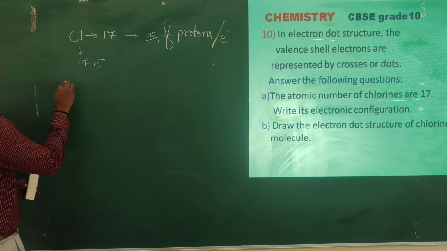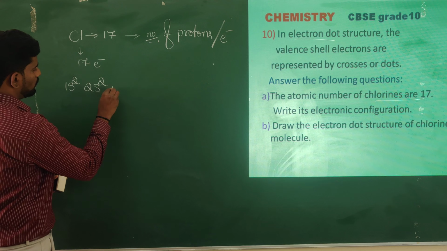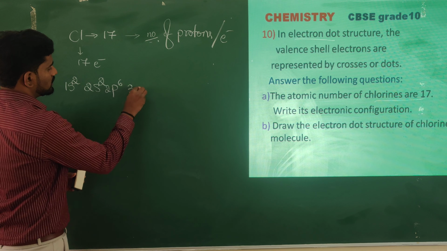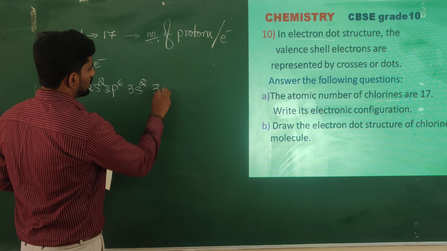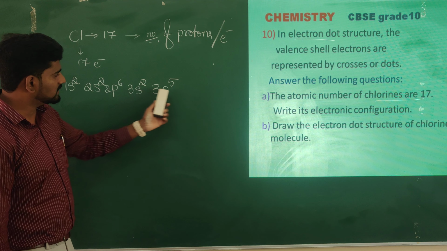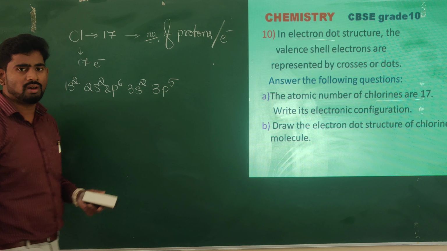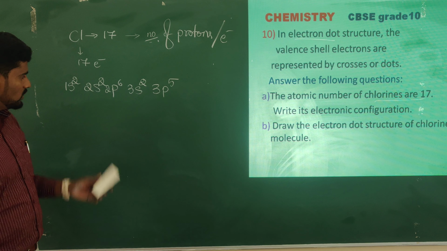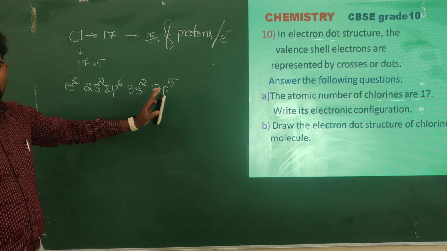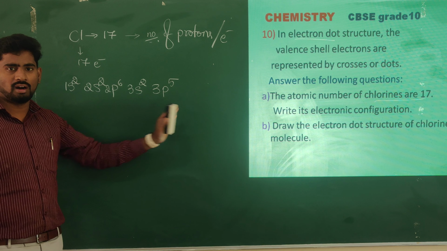So electronic configuration is 1s2, 2s2, 2p6, 3s2, 3p5, because 2, 4, 6, 10 and 17 electrons. So in 3p5, this is the electronic configuration of chlorine. Next one, so it is the increasing order of energy of shells. Okay, electrons are arranged in increasing order.